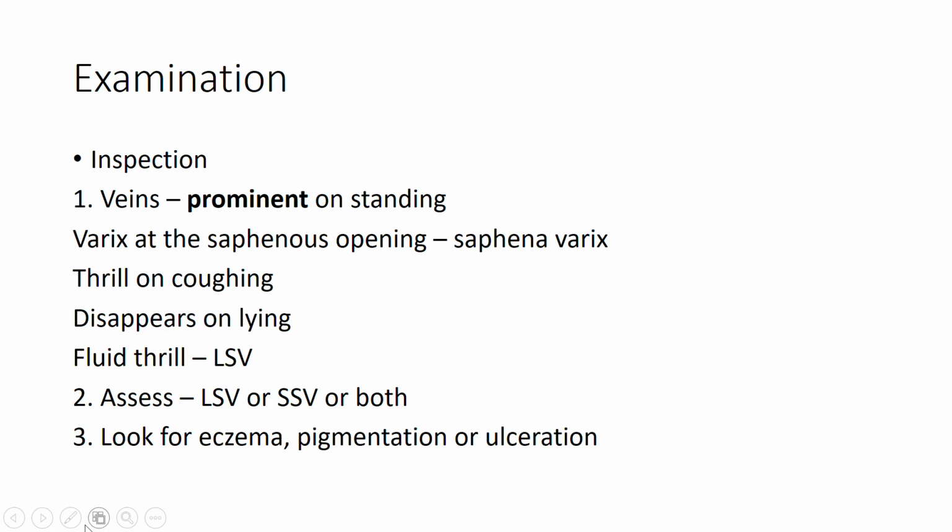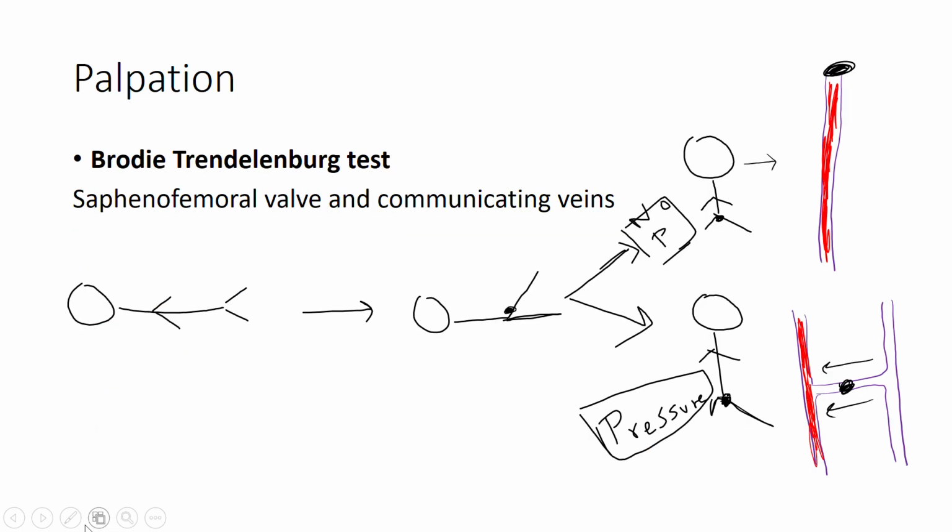Second thing is, try to see whether it is the long saphenous vein or the short saphenous vein that is affected, or whether both are affected. So you should see varicosity of which vein is present. So next is, look for eczema, pigmentation, or ulceration. We saw why these things take place. So look for these signs also: eczema, pigmentation, or ulceration.